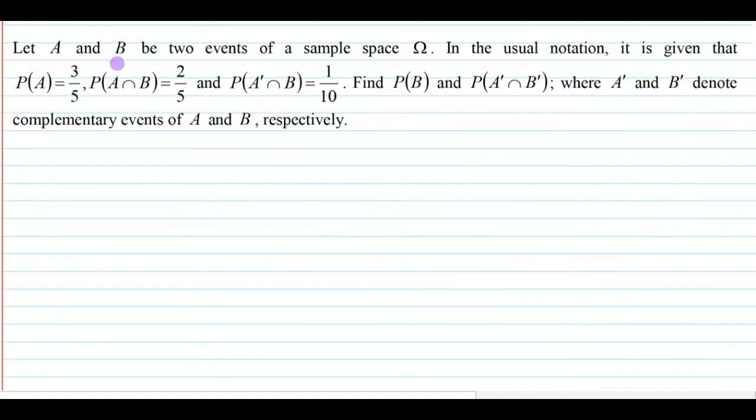Let A and B be two events of a sample space omega. In the usual notation, it is given that P(A) is equal to 3 over 5, P(A intersect B) is equal to 2 over 5, and P(A dash intersect B) is equal to 1 over 10. Find P(B) and P(A dash intersect B dash), where A dash and B dash denote complementary events of A and B respectively.